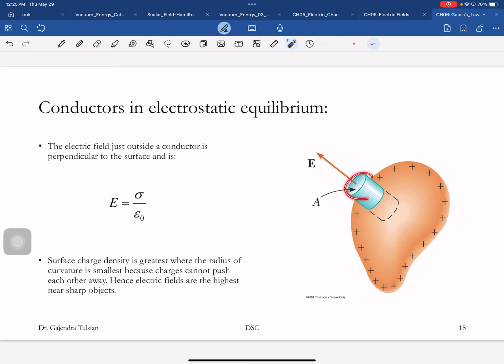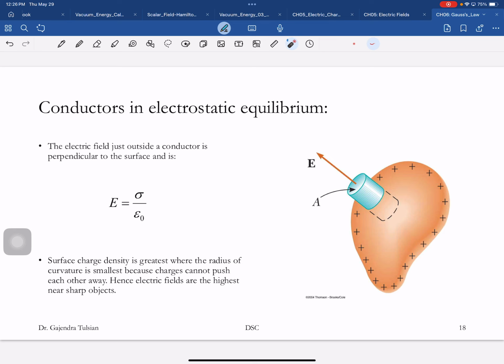And you can use Gauss's law, draw this surface. Here's a cylinder, part of it is outside the surface, part of it is inside the surface. Inside the surface, the electric field is 0. So you can calculate that the strength of the electric field is sigma by epsilon naught, where sigma is the charge density on the surface.